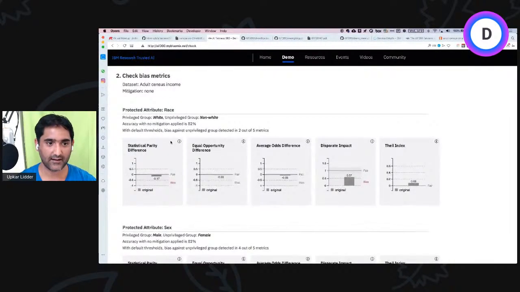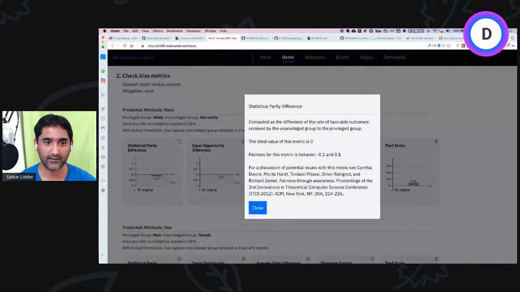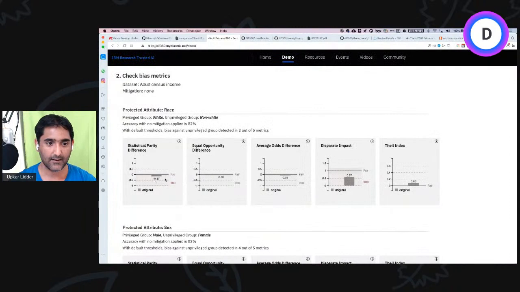And it's looking for these different kinds of metrics. We saw some of these before. Also, you can click on this little information icon to see the definition of the metric. In the case of any sort of difference, we want to get as close to 0 as possible. So we know there is a 17% bias towards the unprivileged class, which in this case happens to be non-white, using race as a protected attribute. Whereas the equal opportunity difference is not showing a big bias. If you look at disparate impact, which is just a ratio, same as statistical parity, obviously there is some bias there as well.